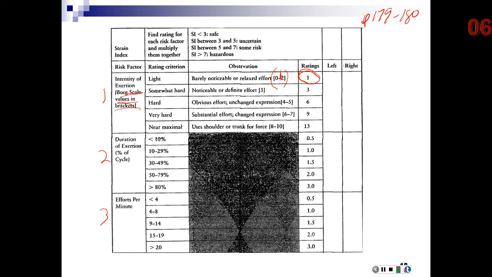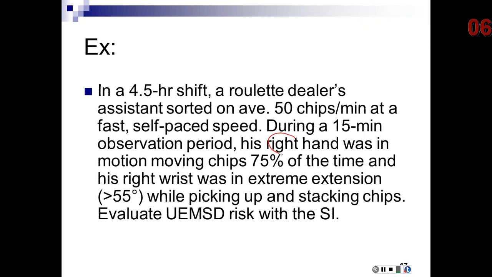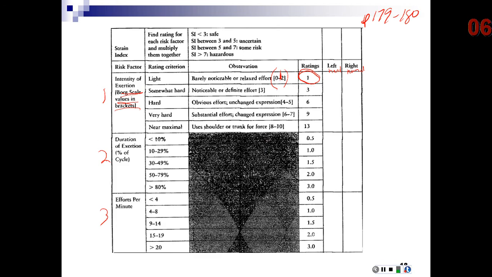And then we want to determine, are we looking at the left hand or the right hand? The information in my problem indicates that he was using his right hand, and so we're looking at the right hand only. I want to insert that score into my right hand column. For this problem, I'm going to totally ignore the left hand. He's not using it very much. He's using it much less. He's not using it at all. And so I'm looking at the right hand only.